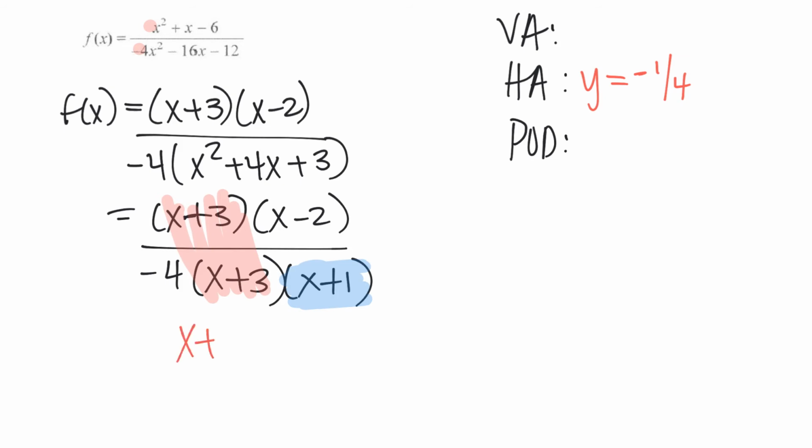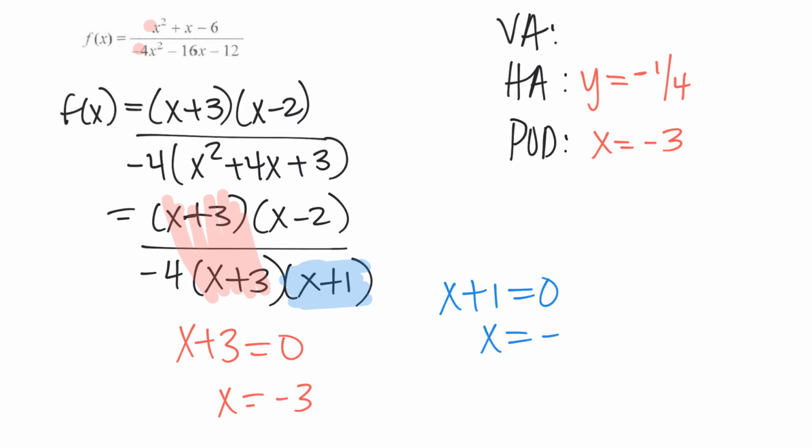So we have a POD at x plus 3 is equal to 0. So x is equal to negative 3. And a vertical asymptote at x plus 1 is equal to 0. So x is equal to negative 1.